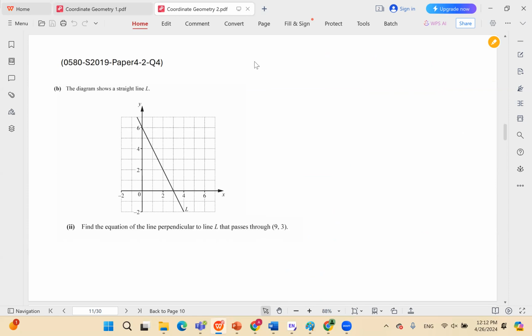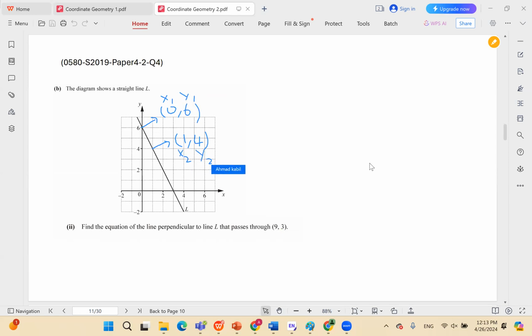The diagram shows a straight line L. Find the equation of the line perpendicular to L that passes through (9, 3). So first we need to get the slope of L, or the gradient of L. Let's take 2 points. This here is (0, 6). This here will be (1, 4). So this is x1, this is y1, this is x2, this is y2.